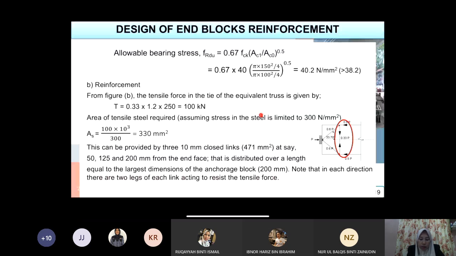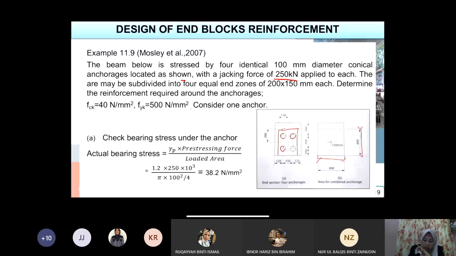For the reinforcement, for the tensile force, we use the concept of the tie. So 0.3 times 1.2 times 250 gives you 100 kilonewton for this. The area of the tensile is where you take into consideration your tendon area. The tensile force is divided by 300, where 300 is your stress value. Then you get the area, which is around 330.